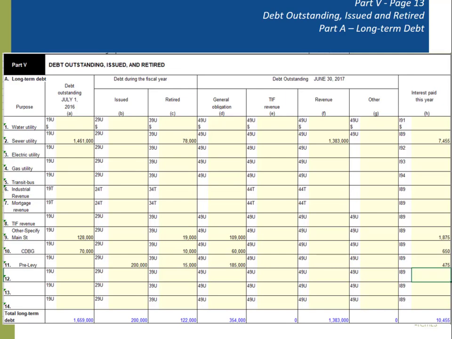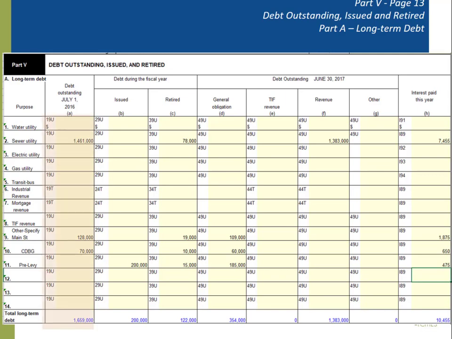Now I know, looking at Part 5 when it's all blank and it's a big table, it looks a little scary. But this is really an easy piece to do, especially if you have finished your outstanding debt report that is due August 31st. So if you're listening to this recording after August 31st, then go pull that out. It's going to help you with Part 5. So let's look at it piece by piece.